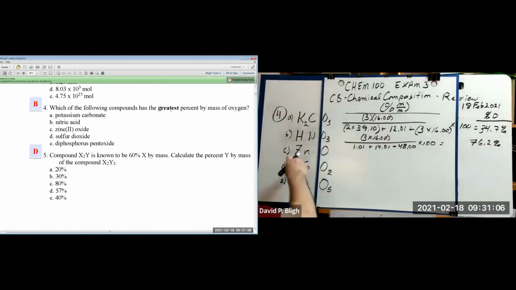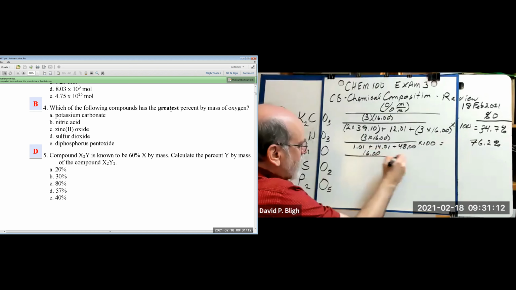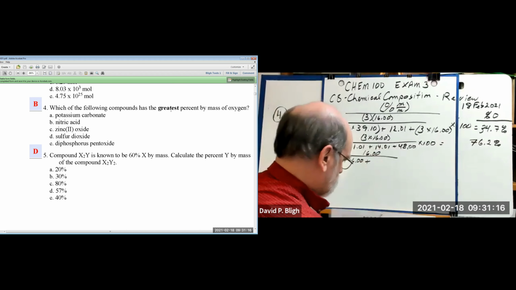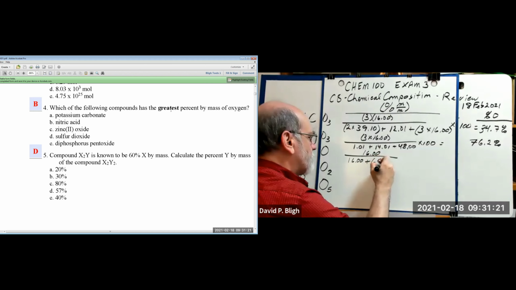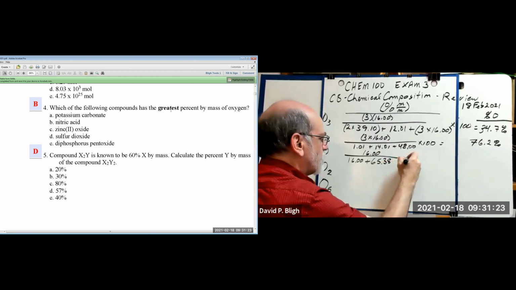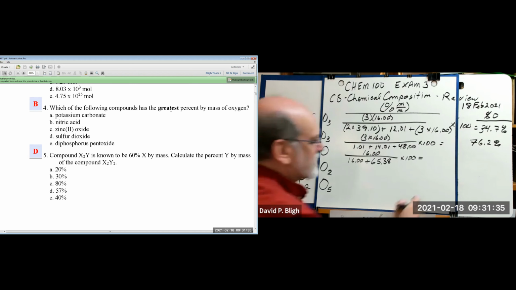Okay, zinc oxide. We only have 1 oxygen here, so that's 16 divided by 16 plus zinc, and that's 65.38 times 100. All right, so 16, and then we add 65.38 and divide, 19.7.